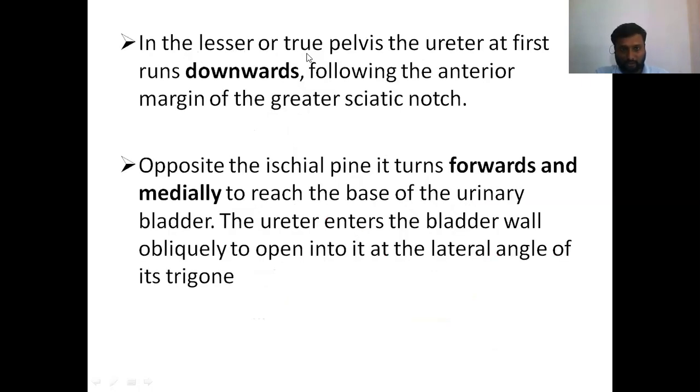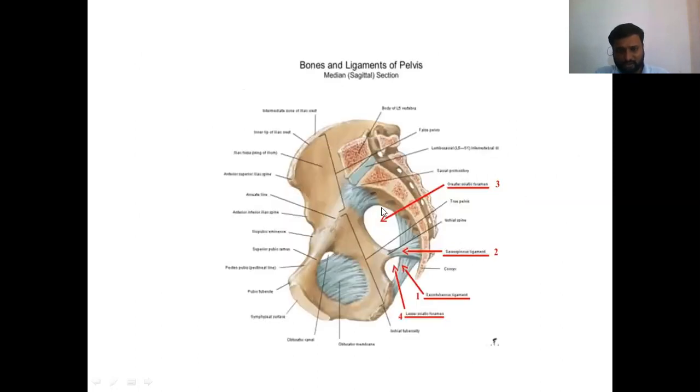In the lesser or true pelvis, it runs downward, following the anterior margin of the greater sciatic notch. What is meant by that? See this notch. This is the greater sciatic notch, and this is the anterior margin, and here comes the posterior margin of the greater sciatic notch. This is the anterior margin.